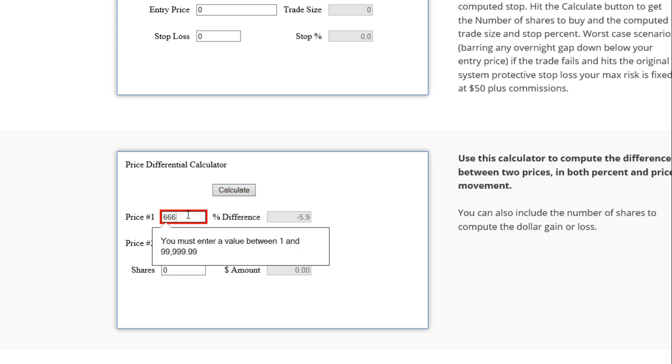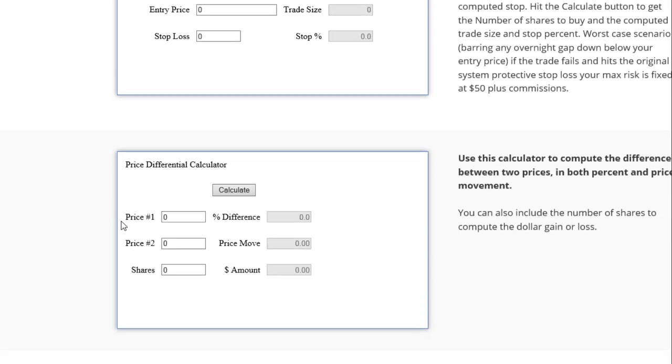Oh, what, did I enter something wrong? There we go, I didn't put a decimal. Huh, that's weird. Price 1, price 2. I had this working the other day. Oh well, let me hit F5 here. Take the decimal out real quick. All right, let me try that again. Maybe it doesn't like that number.